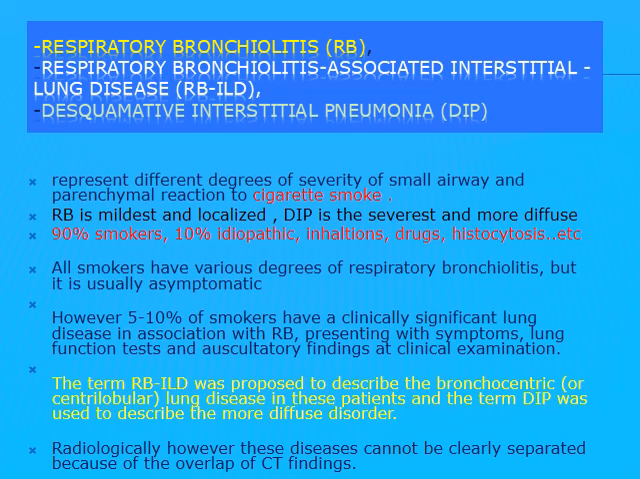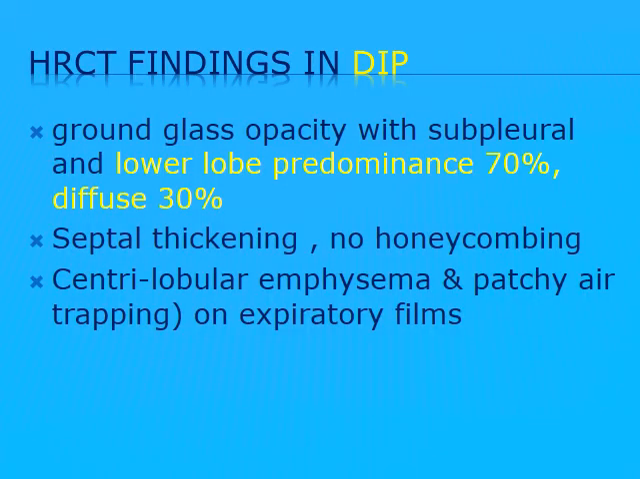Radiologically, these diseases cannot be clearly separated because of the overlapping CT findings. Let us see the most severe, desquamative interstitial pneumonia. Ground glass opacities with subpleural and lower lobe predominance in 70% of cases, and in 30% diffuse ground glass opacities or mosaic attenuation.